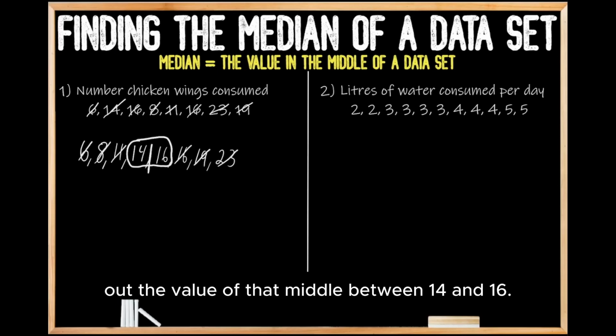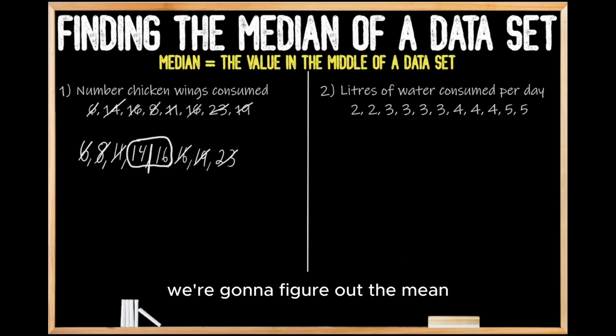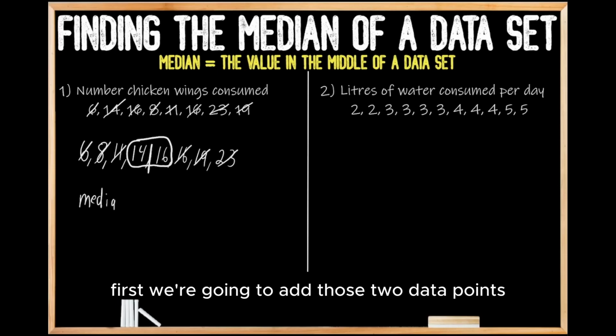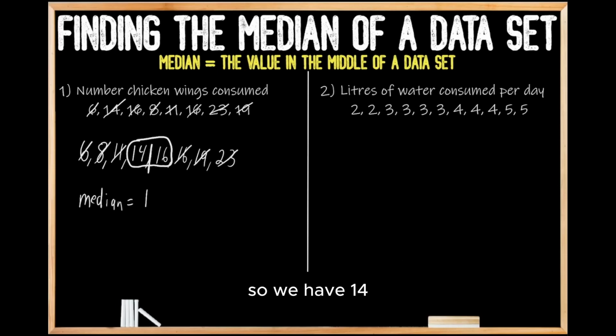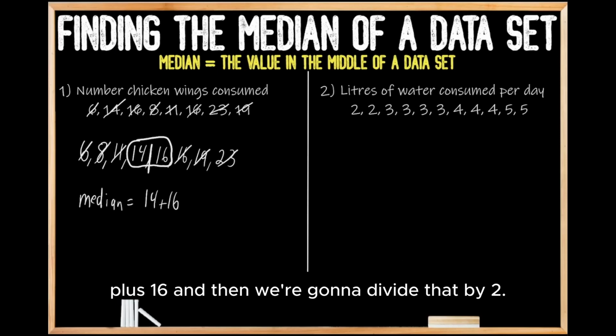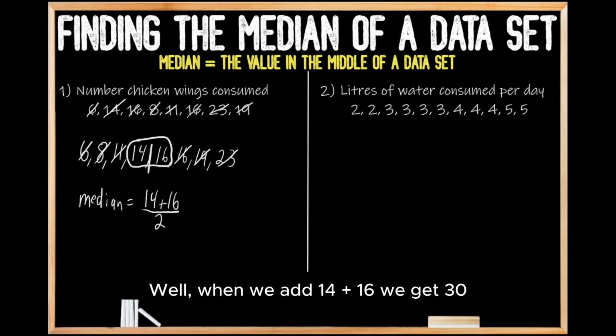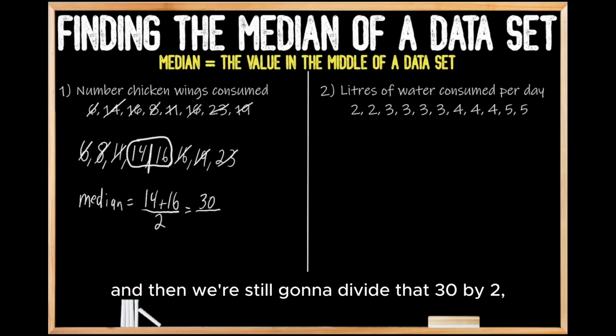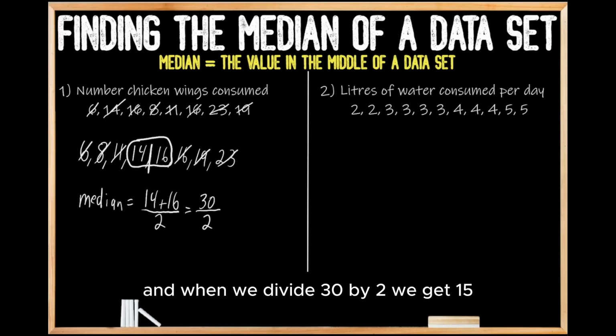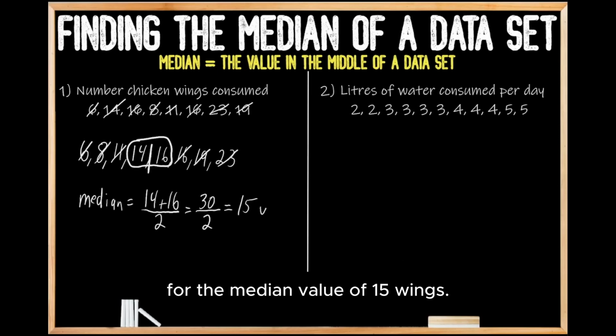So we need to figure out the value of that middle between 14 and 16. In order for us to do that, we're going to figure out the mean or the average of these 2 data points. So for our median, first we're going to add those 2 data points. We have 14 plus 16, and then we're going to divide that by 2. When we add 14 plus 16, we get 30. And then we divide that 30 by 2, and we get 15 for the median value of 15 wings.